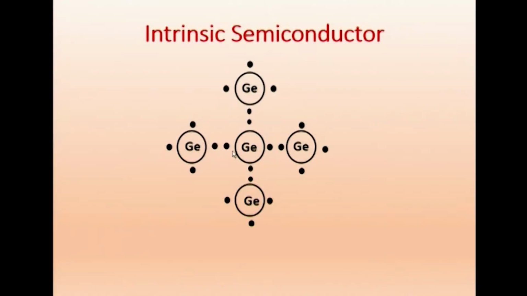This is called covalent bonding. Electrons will be bonded together. So we have germanium, which has 4 electrons. See 1, 2, 3, 4, surrounded by 4 electrons. That is covalent bonding. It is bonded with another germanium which has 4 electrons, so these 2 electrons are bonded together. Similarly, here we have a covalent bond, here a covalent bond, here a covalent bond. So this germanium is surrounded by 4 germanium, and it is intrinsic.